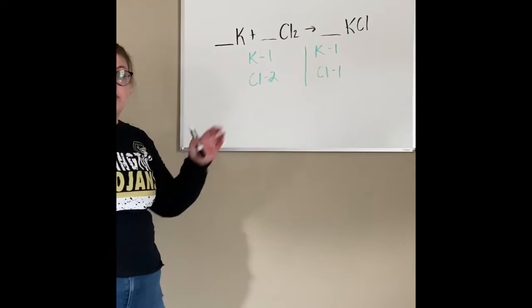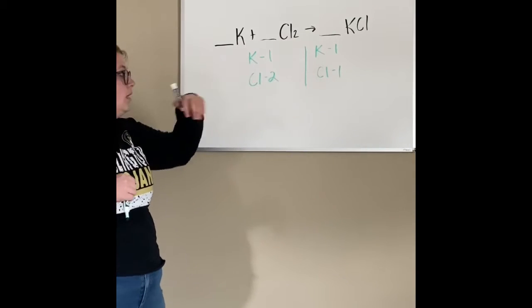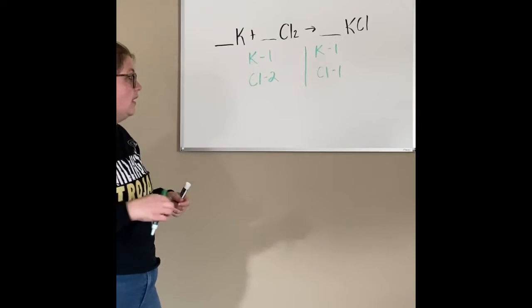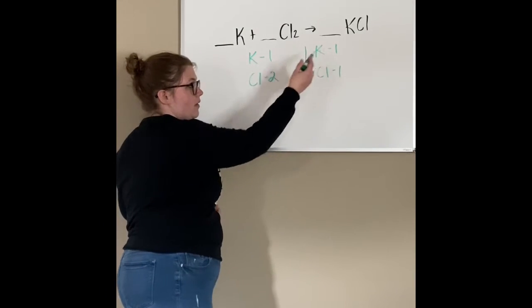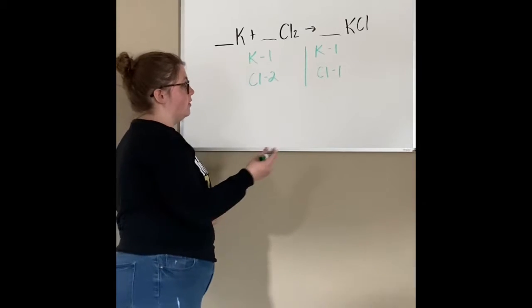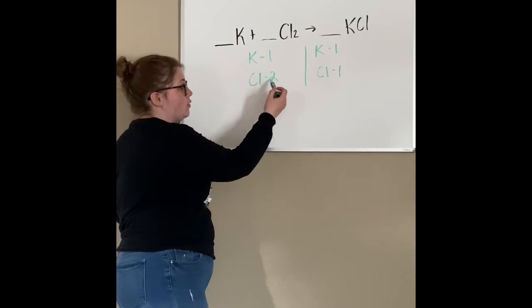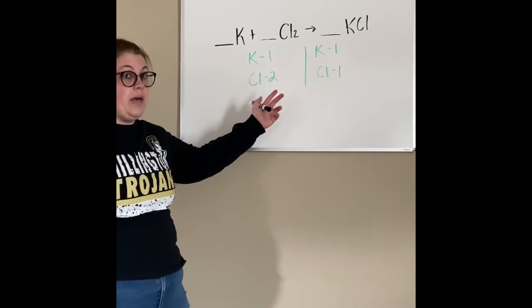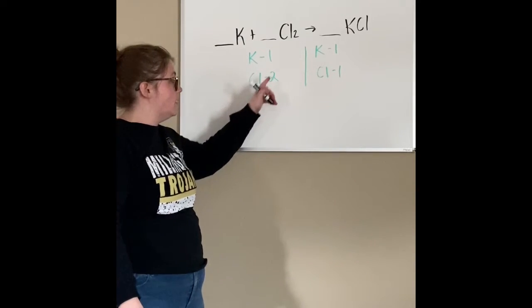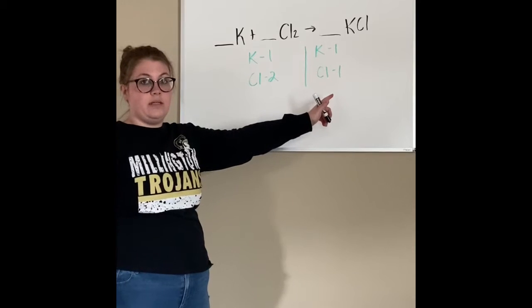All right, so when we look at this now, we have to check to see if they're the same, if each element has the same number of atoms. If they do, it's balanced. If not, it's not. So over here we have 1 K, over here we have 1 K, so the K is balanced. So we'll go and check the CL. We have 2 CLs over here, we only have 1 CL over here, so this is not balanced, because if it were, the CLs would be equal to each other on both sides.